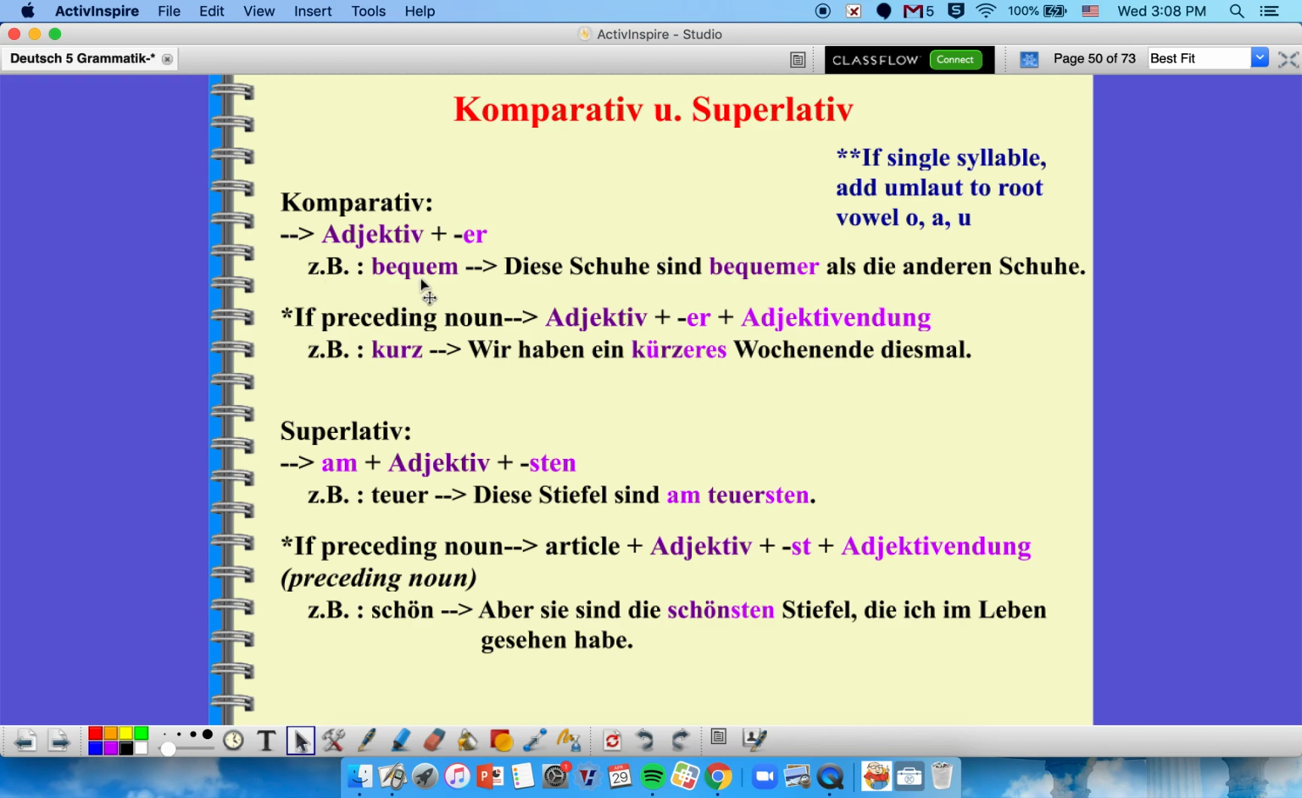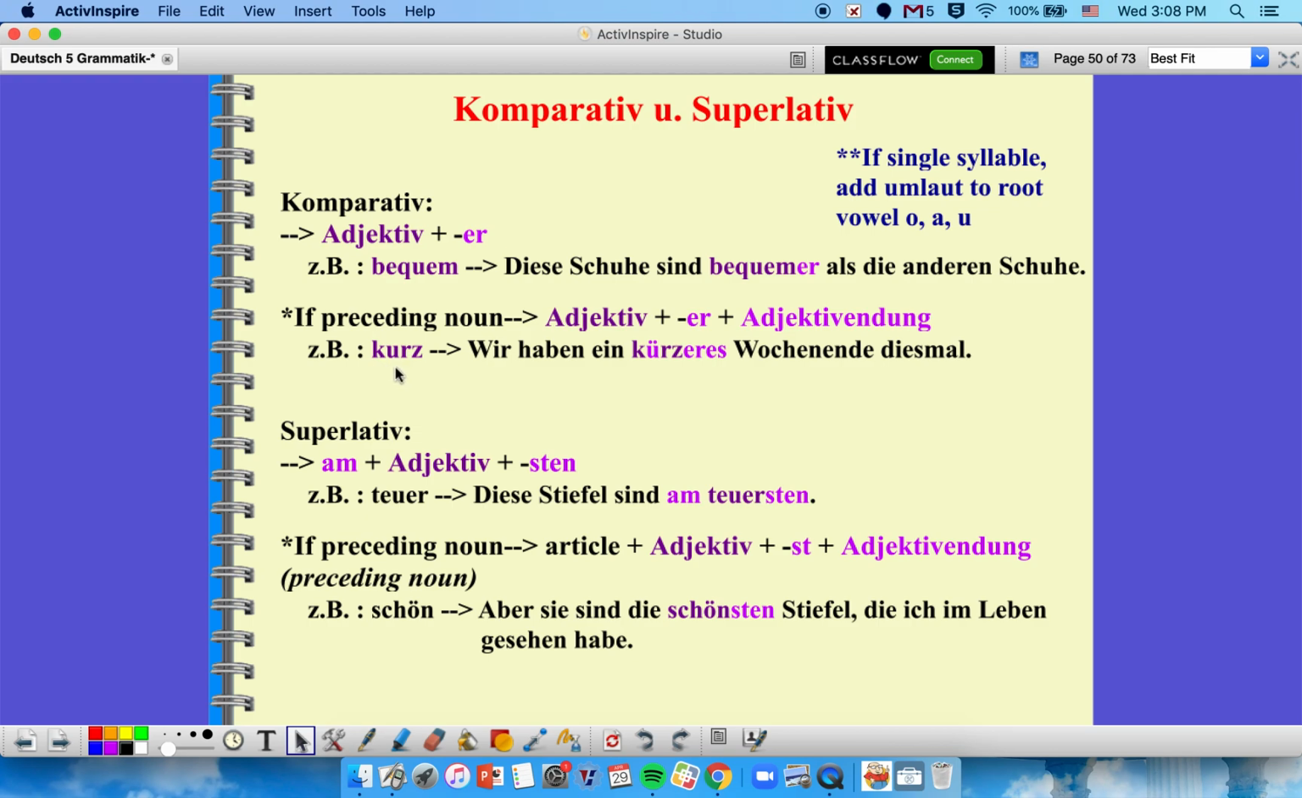So zum Beispiel bequem, comfortable. You could say, diese Schuhe sind bequemer als die anderen Schuhen. They're more comfortable than the other shoes. And notice in English, I had to say more comfortable. I couldn't say comfortabler. But in German, you can always just add an ER. If, however, it's preceding a noun, then it acts like any other adjective in front of a noun, and it's going to have to get an adjective ending added as well.